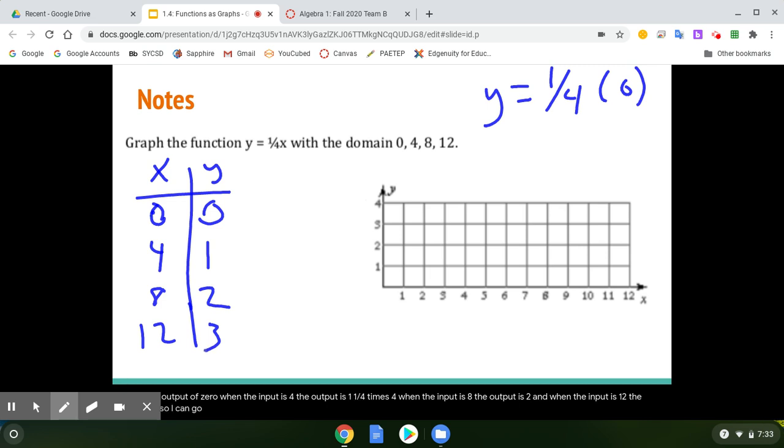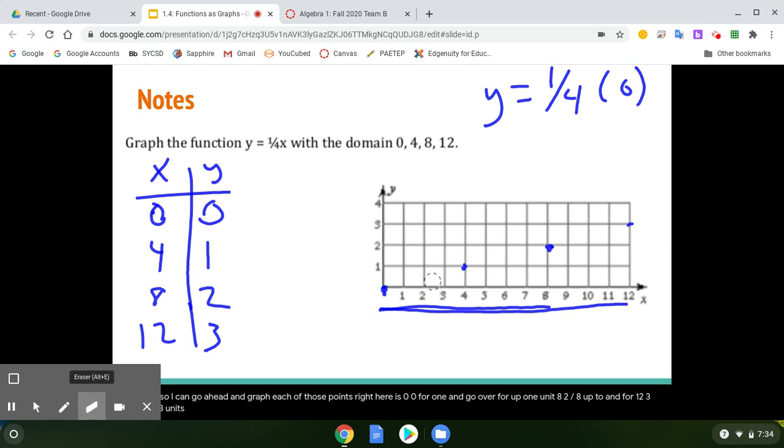So I can go ahead and graph each of those points. Right here is 0, 0. 4, 1, I'd go over 4, up 1 unit. 8, 2, over 8, up 2. And for 12, 3, over 12, up 3 units. And that's all I'd need to do.